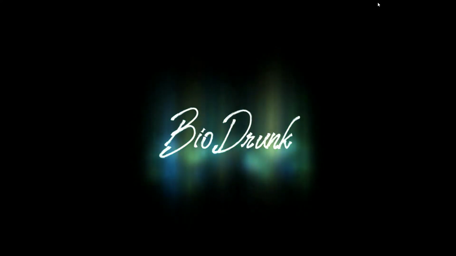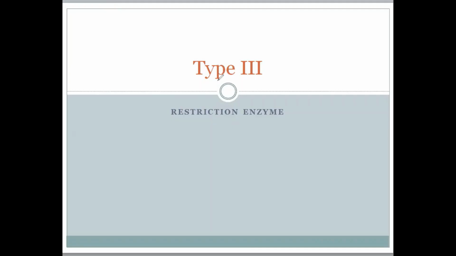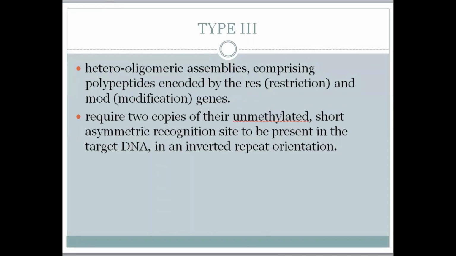Let's start. We have learned about type 1 and type 2. Now we are going to do type 3 restriction enzymes. Let's learn about what type 3 restriction enzymes are. Type 3 restriction enzymes are numerous. They are present in most sequenced bacterial genomes, and you can find a lot of them there. Many type 3 enzymes are known.